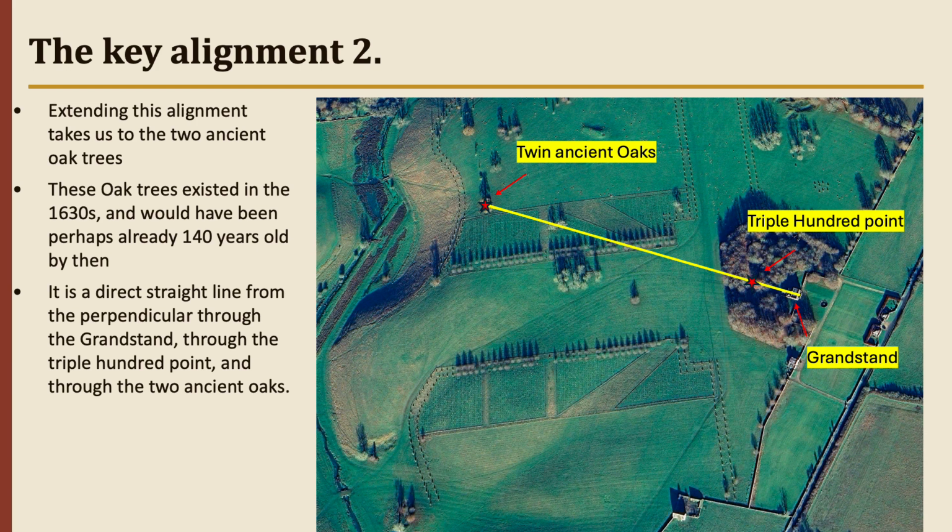If we then extend that same perpendicular line, through the grandstand, through the triple hundred point, and extend it further, it hits two ancient oak trees. These are oak trees which, at least one of which, is suspected of being planted before 1492. So they're the two oldest oak trees in the parkland, and would have been already big 140-year-old trees by the time Crump Dutton enclosed the parkland and built the grandstand. And that's in a straight line. Could be a coincidence.